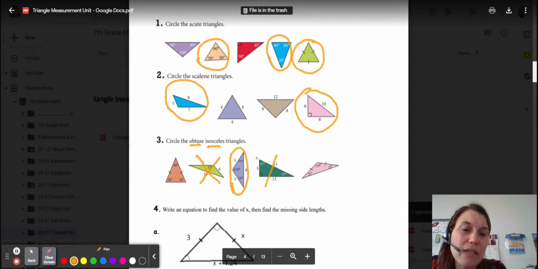And this one isn't any of those things. It's right and it's scalene, so that's out. So now I get down to these other two. They don't have side lengths on them. So how do I know?